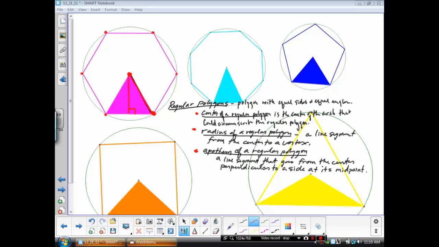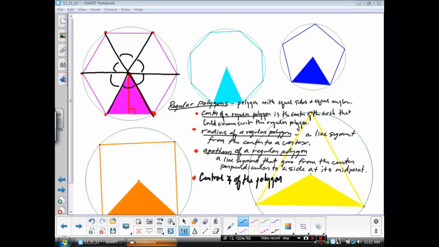Now, because these are regular polygons, the angle formed by two consecutive radii, so this angle right here, is going to be equal to that angle and this angle. All of these angles formed by two consecutive radii are going to be equal. That angle is called a central angle of the polygon. So our next definition under regular polygon is a central angle of the polygon, and that is the angle that's formed by two consecutive radii.